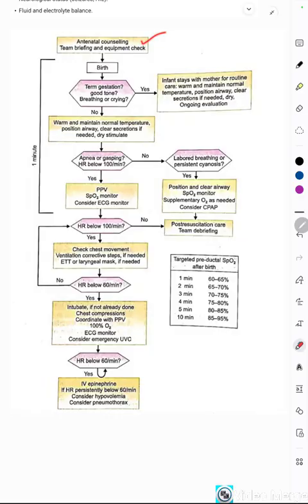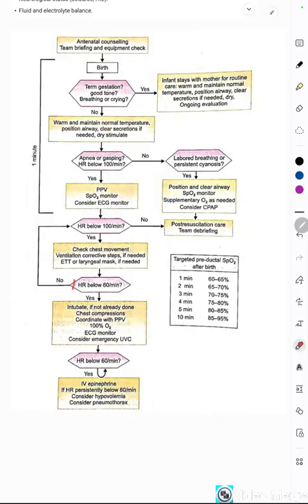So: antenatal counseling, team briefing and equipment check. If the baby is term gestation with good tone, breathing or crying, then you do routine care of the newborn. If any of these factors is no, then go for the initial steps, that is drying, stimulation, positioning of the airway and suctioning of the secretions. Next, if the heart rate is less than 100, give positive pressure ventilation first by a non-invasive method, with MR SOPA criteria for repositioning of the airway. If not, then go for an invasive method, that is endotracheal intubation or laryngeal mask.